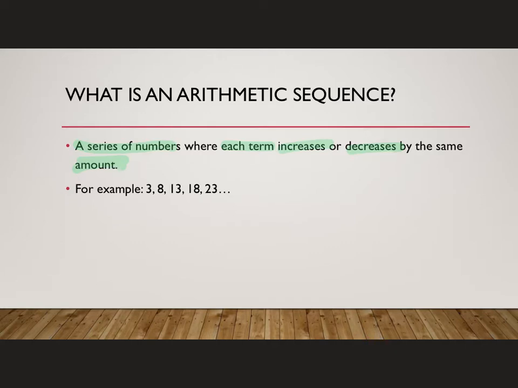For example, we have this sequence 3, 8, 13, 18, 23. If you look, each time we are adding 5. Every time we add 5. That's what makes this an arithmetic sequence. We're adding 5 each time.